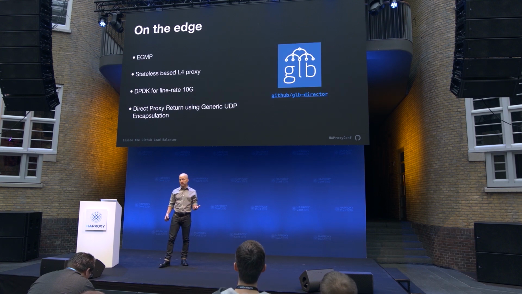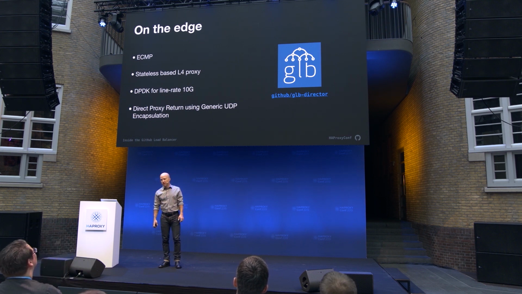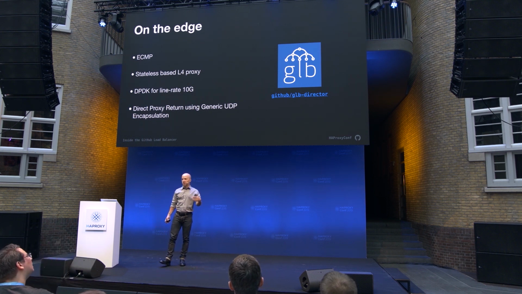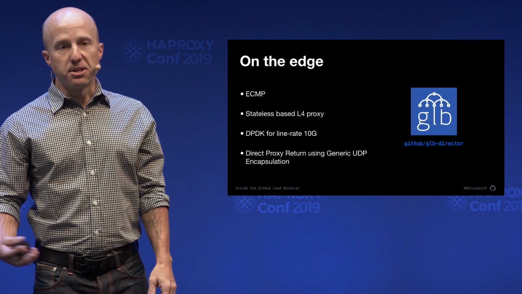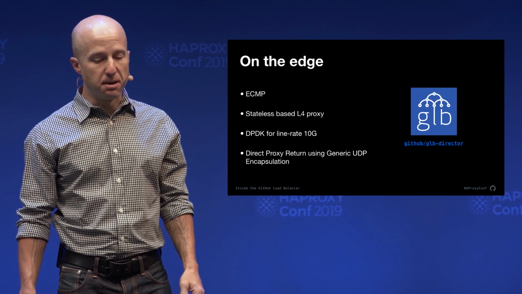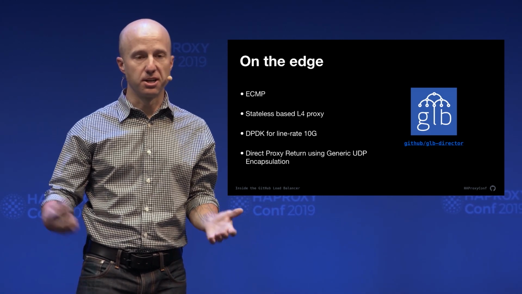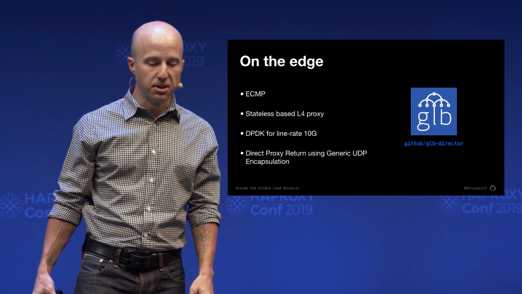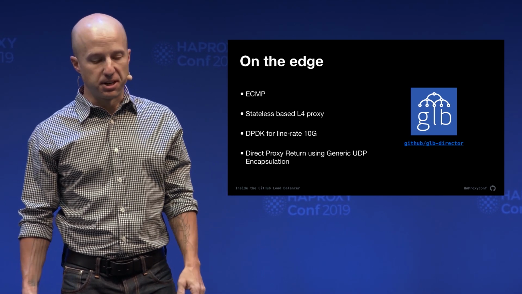On the edge of our network, similar to the previous talk, we use ECMP. Clients make requests, and ECMP shards those clients up to our tier of GLB directors. GLB director is a DPDK-based L4 proxy. It's completely transparent to the client and to the L7 proxies, using direct proxy return, which uses generic UDP encapsulation.